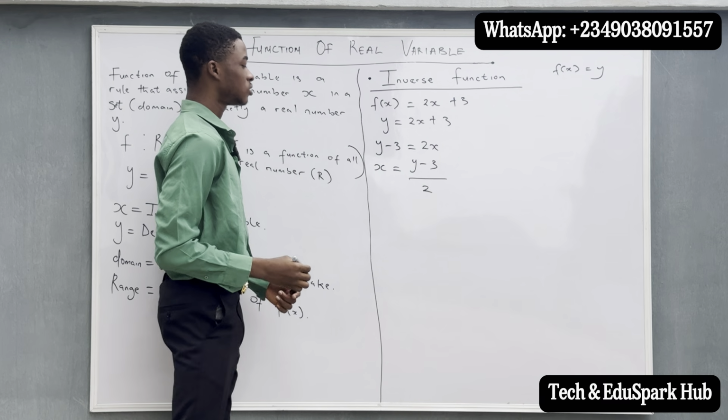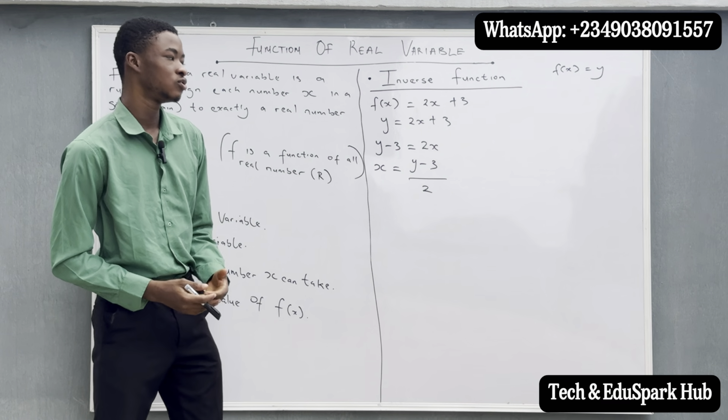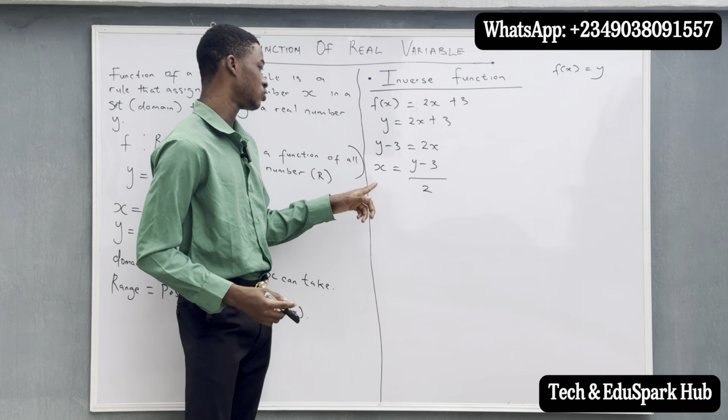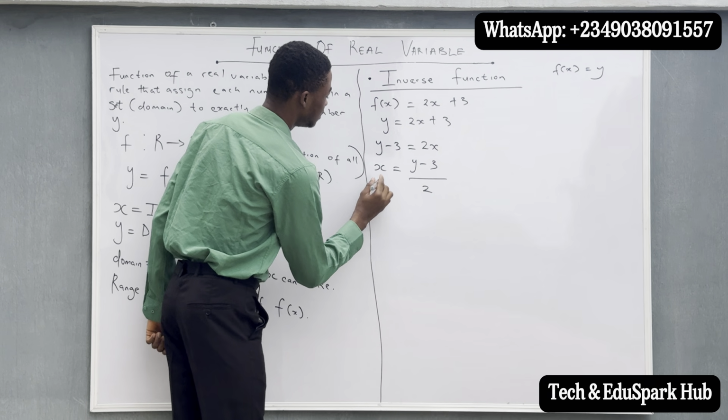So now that we have made x the subject of the formula, the last thing to do to get the inverse of this function is to change this x back to f inverse of x. So changing this, we have what?